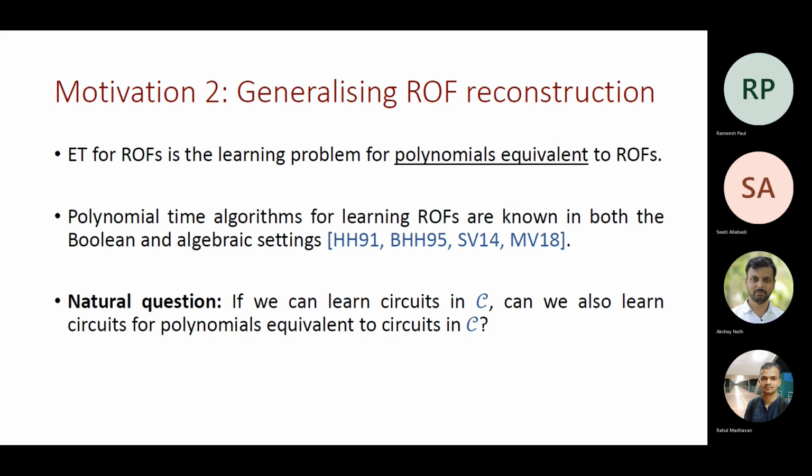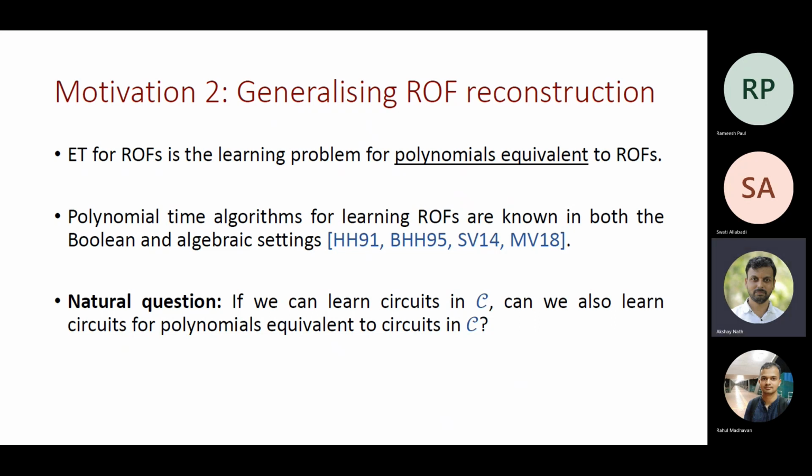All polynomials. Basically, it's just a Sparse lemma, right? If f and g are not the same, then f minus g is non-zero. And put a random point, with very high probability you will be able to say that f and g are different. I mean, okay, the size of the field has to be large, but apart from that, it's fine. So yeah, we have known of polynomial time algorithms for learning ROFs for quite some time in both the Boolean and the algebraic settings.